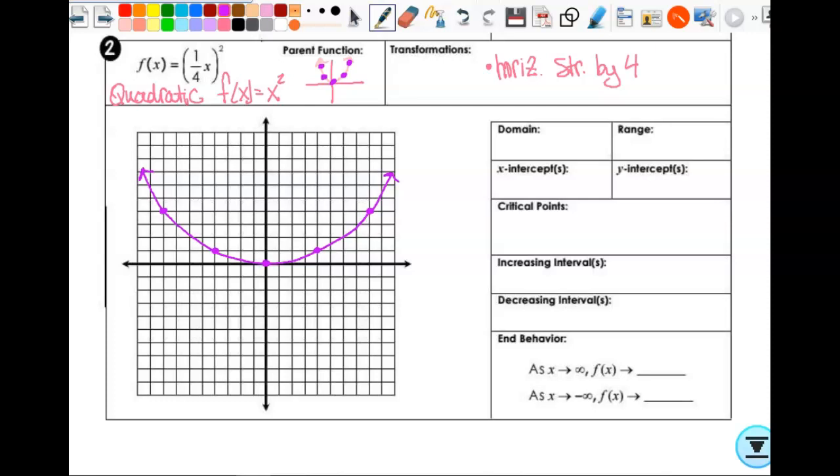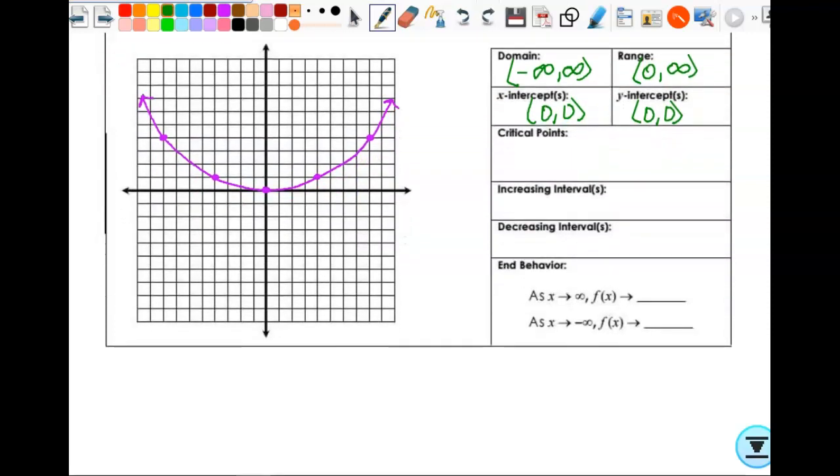All right. Is my domain basically all real numbers? Yes. So negative infinity to infinity. My range is not. Where do I start? 0, and I go to infinity. Do I have an X-intercept? Yes, 0, 0. I plotted it, so it's there. If you have an X-intercept of 0, 0, you have a Y-intercept of 0, 0.